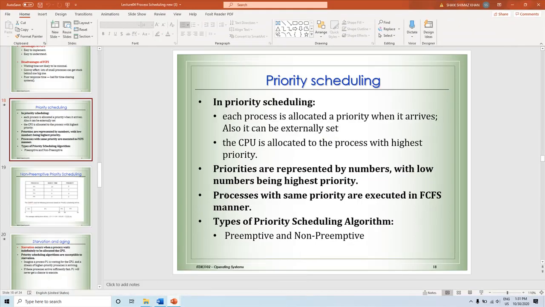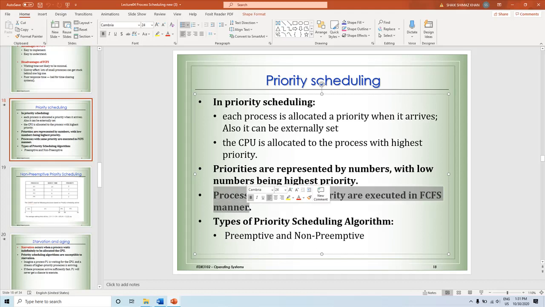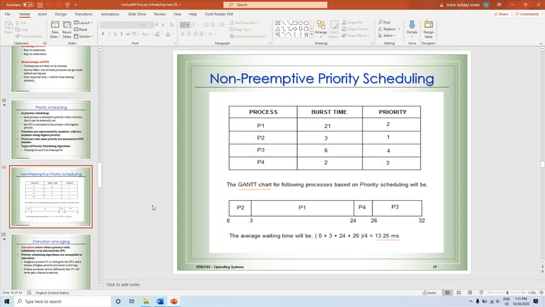priority based scheduling. So if two processes have the same priority, how would the scheduler schedule them? Then the scheduler would check their arrival time, FCFS. If their priority is the same, then their arrival time would be compared. Whoever has come first would get the CPU first. And the priority scheduling algorithm can be preemptive and non-preemptive. So there is a sample program given, and you can work out this.